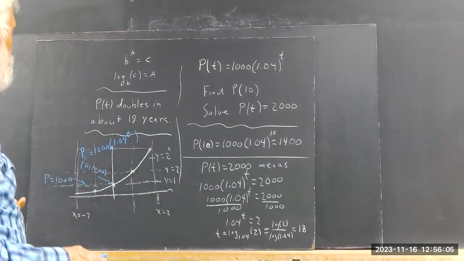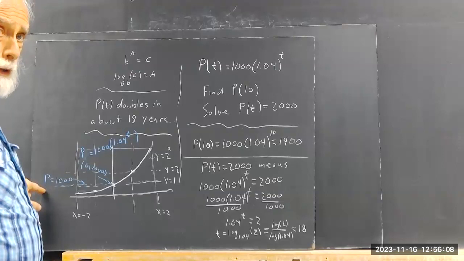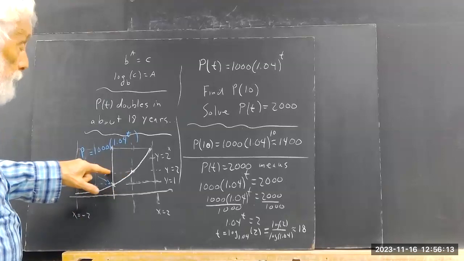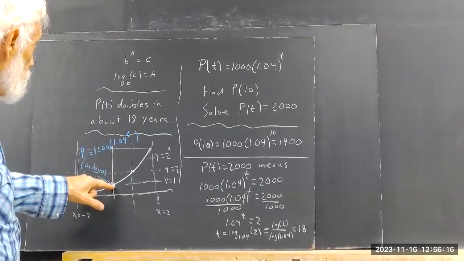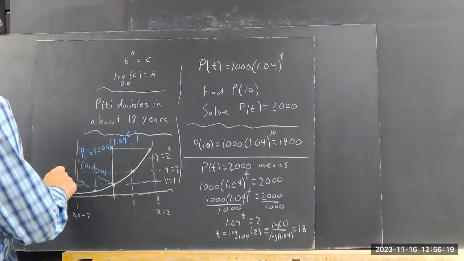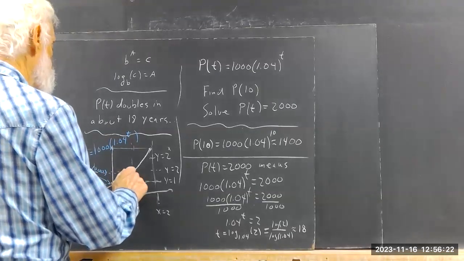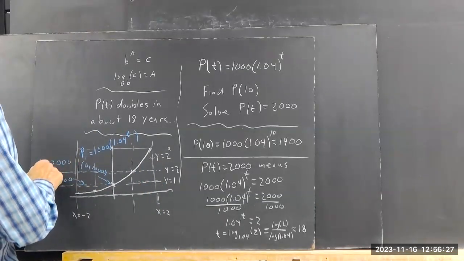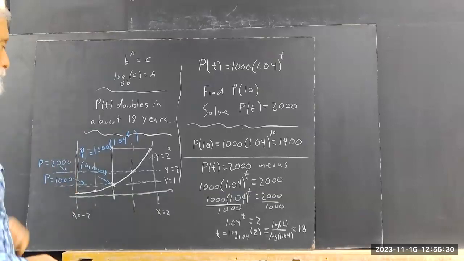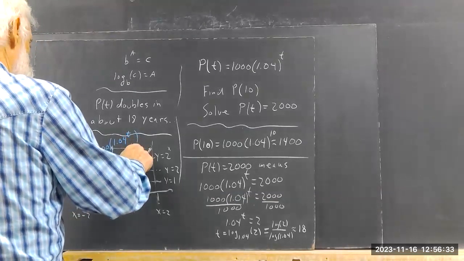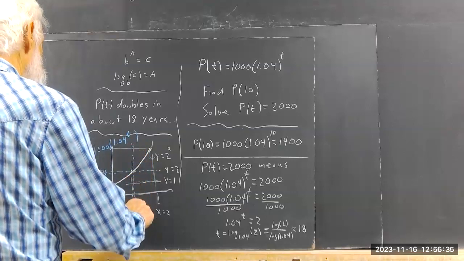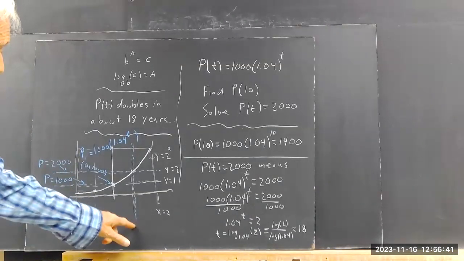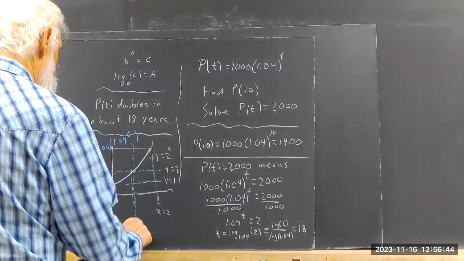Now, where is P equals 2,000? Where's the line for P equals 2,000? It's this line, isn't it? Okay, if this is 1,000, this is 2,000. So here's the P equals 2,000 line. So on my blue scale, what should be the value of t here? T equals what?